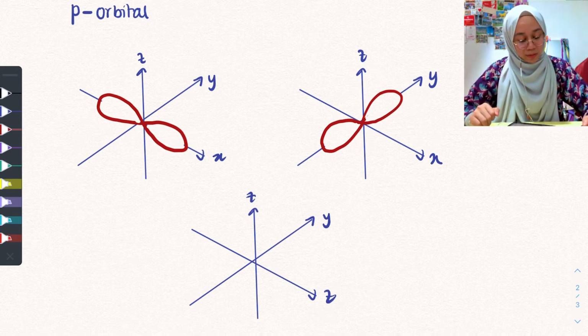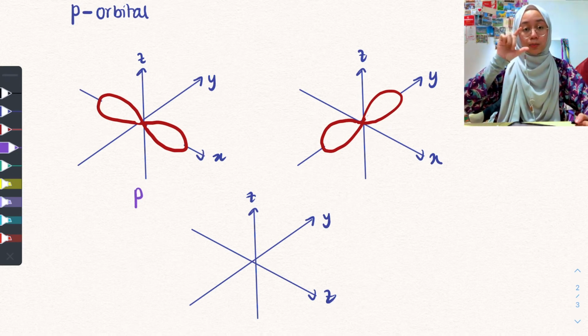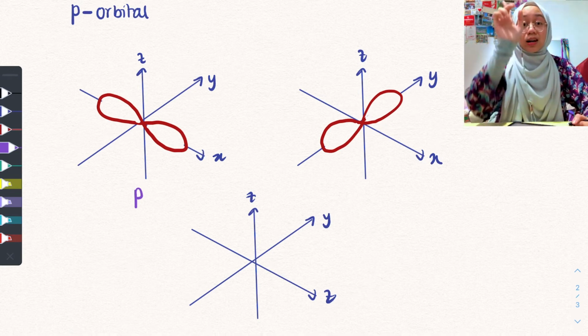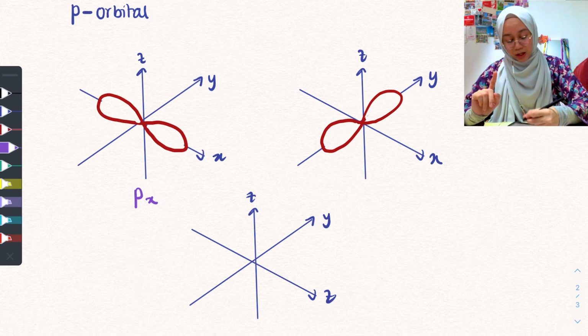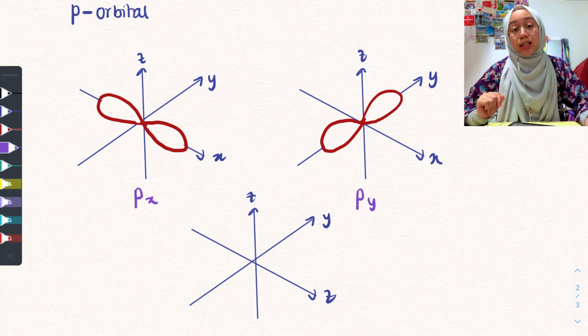Okay, so before Miss draws Z, let's say what we drew earlier, we drew PX. So P is the small letter P, X needs to be subscript, make the X small. Okay, so the one on the right side is PY, so make the Y small. Okay, it is in subscript.